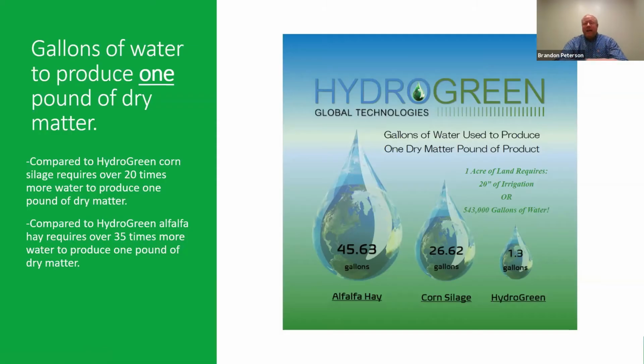When we go inside and use vertical farming to do this, we can use about 1.3 gallons of water to produce 1 pound of dry matter. It's about 30 times more efficient to grow hydrogreen or fodder compared to alfalfa, just from a water usage standpoint.